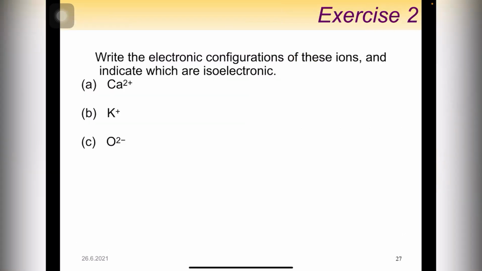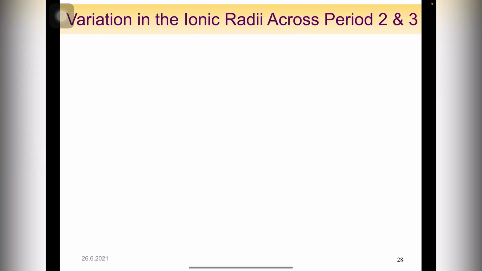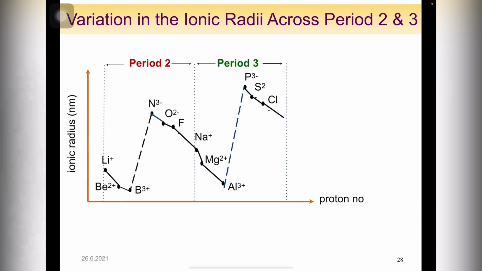Exercise 2: write the electronic configurations of these ions and indicate which are isoelectronic. You write the electronic configurations for the neutral atoms, then you form the ions by removing electrons and form the new isoelectronic configurations for the ions. Then you compare. Next, variations in the ionic radii across period 2 and 3.